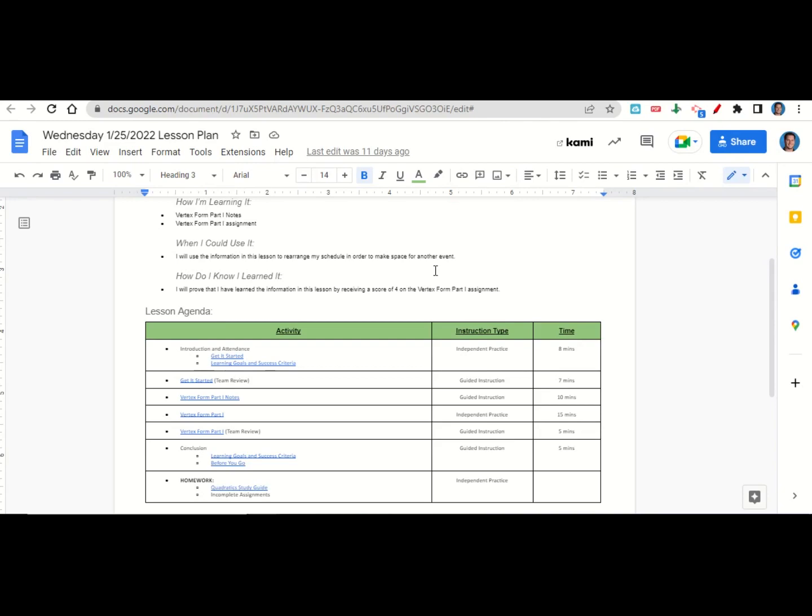At the end of class, we'll go back over our learning goals and success criteria while you fill out your exit ticket before you go. Your only homework for tonight is to continue working on the quadratic study guide and any incomplete assignments that you may have.